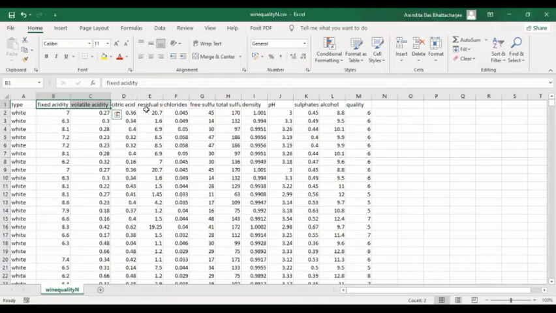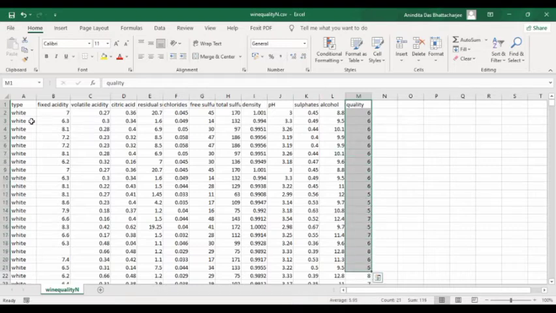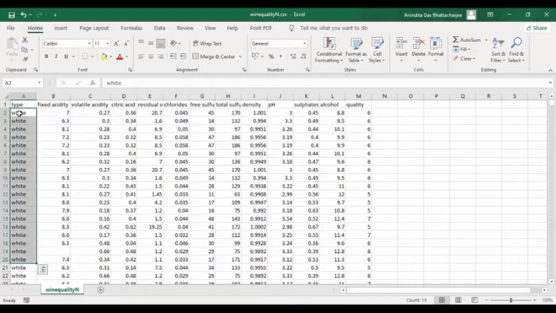This is citric acid, and we have lots more: pH value, sulfate value, alcohol, and all these are known as features, right? And we have the class level. Class level means here we have some values like 6, 5, 7. So this assures the quality. So all belongs to the white wine quality. So using this data set, we can classify wine, right?